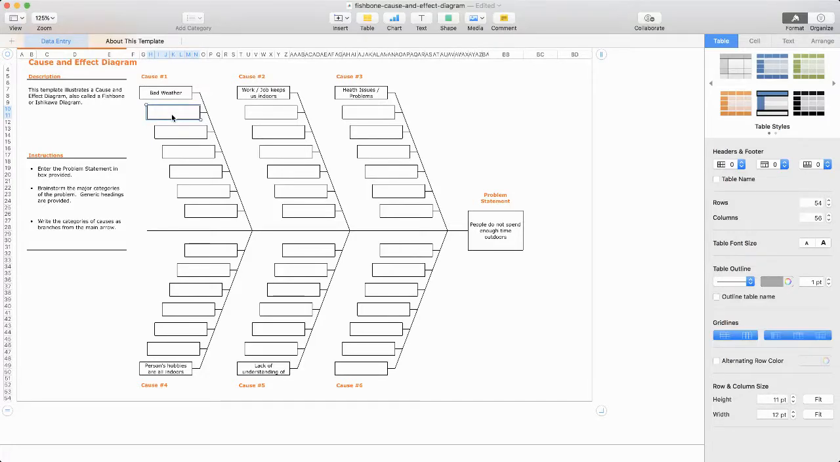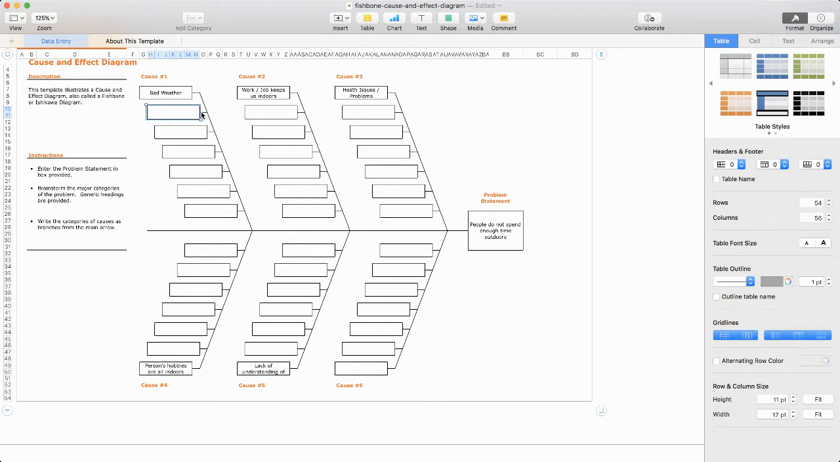So what I like to do is fill out all the main big causes of why people don't spend enough time outdoors first. Then I go back, and under those main categories are subcategories to flesh out more of the reasons. So kind of like the supporting details.